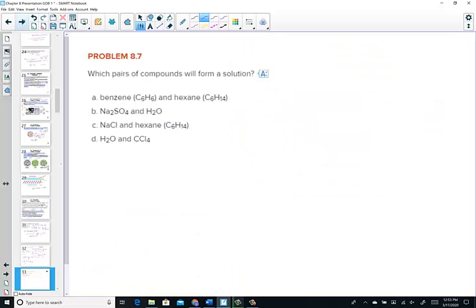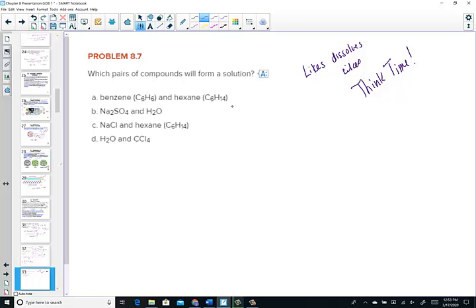Which pairs of compounds form a solution? Likes dissolve likes. Give yourself time to think, pausing the video. Come back when you're ready to check. Do some think time first. Welcome back. How about letter A?